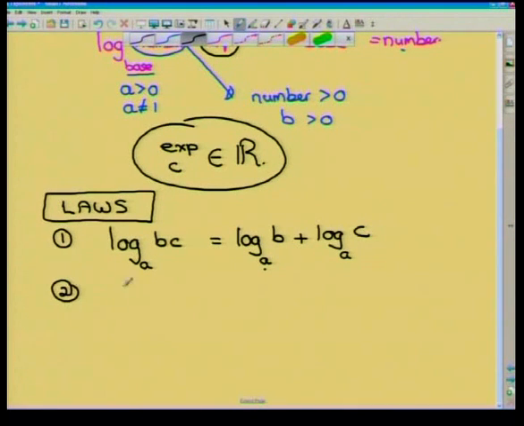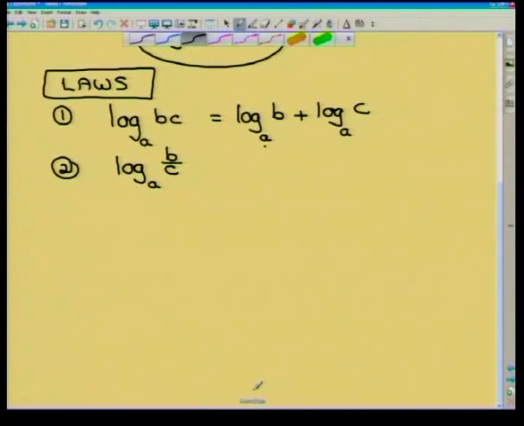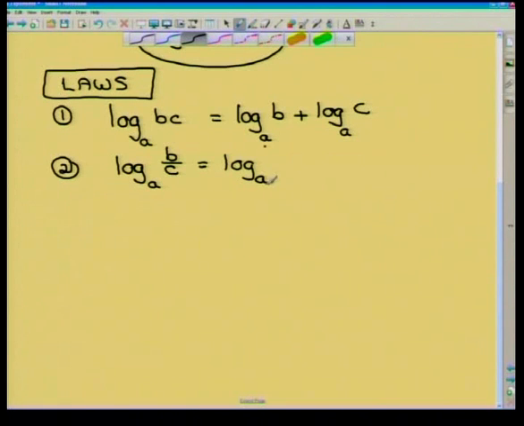Number 2, if I have log to the base a of b over c. Now when we were doing exponents and we were dividing, what did we do to our exponents? We subtracted them. Well, the same thing is going to happen here. We are going to subtract the logs. So that is equal to log to the base a of b minus log to the base a of c.